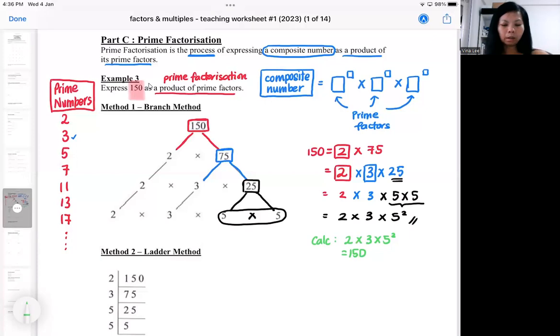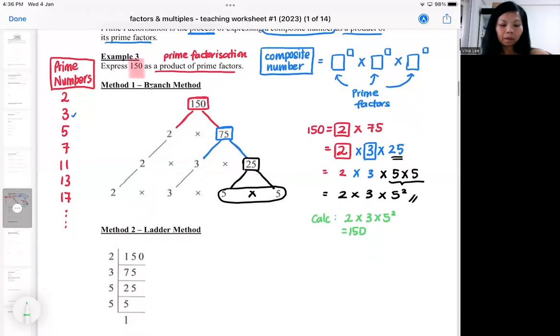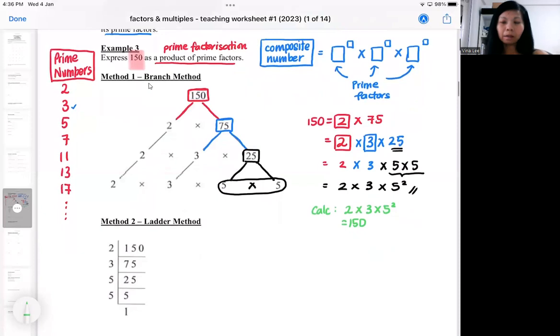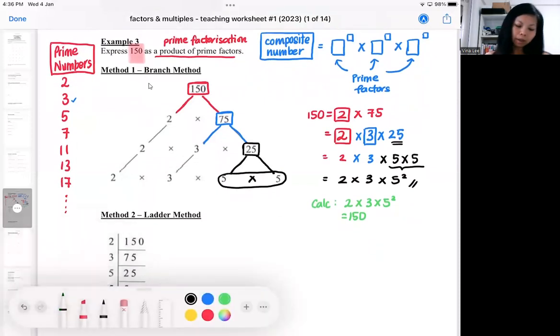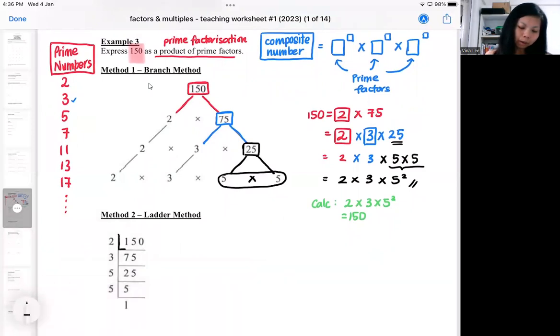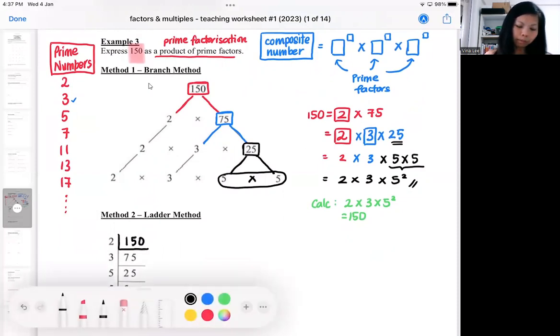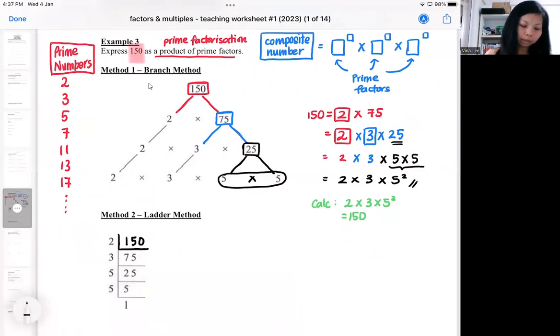Some students like this method. The second method is the ladder method. This one is more commonly used, and the ladder method is very easy. So you start off with 150. You look at the list of prime numbers and start off with 2 first. 150 divided by 2, you get 75. You don't have to do it mentally, you just use a calculator.